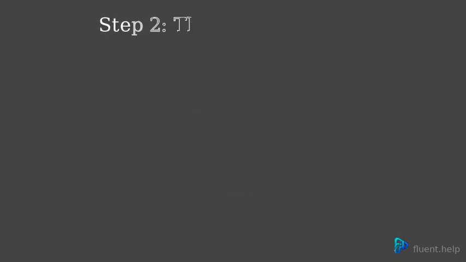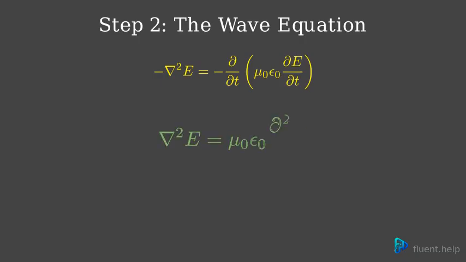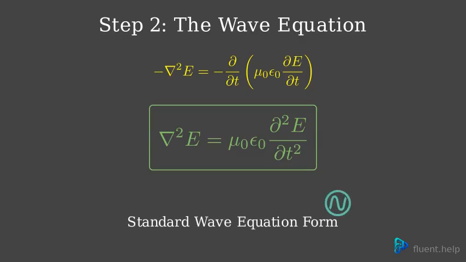On the other side of the equals sign, we substitute the Ampere-Maxwell law. Remember, the curl of B in a vacuum is just mu naught epsilon naught times the time derivative of E. When we put it all together, the negatives cancel out, and we get this. The Laplacian of E equals mu naught epsilon naught times the second time derivative of E. If you have studied wave mechanics, your heart should be racing right now. This is the classic wave equation. It describes a disturbance that travels through space.